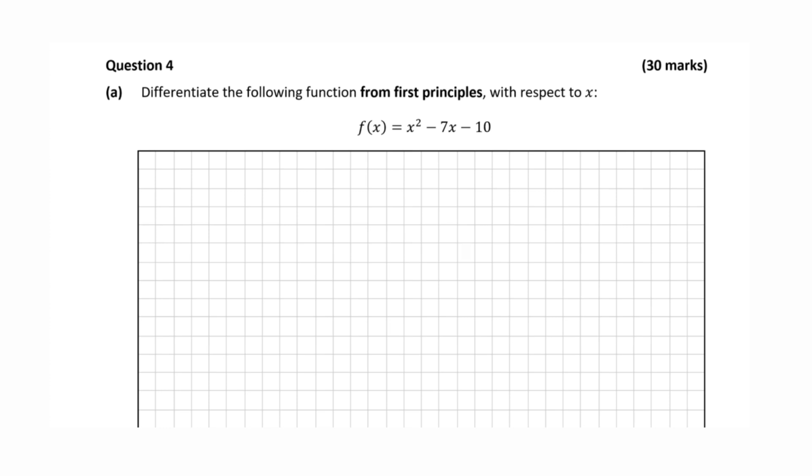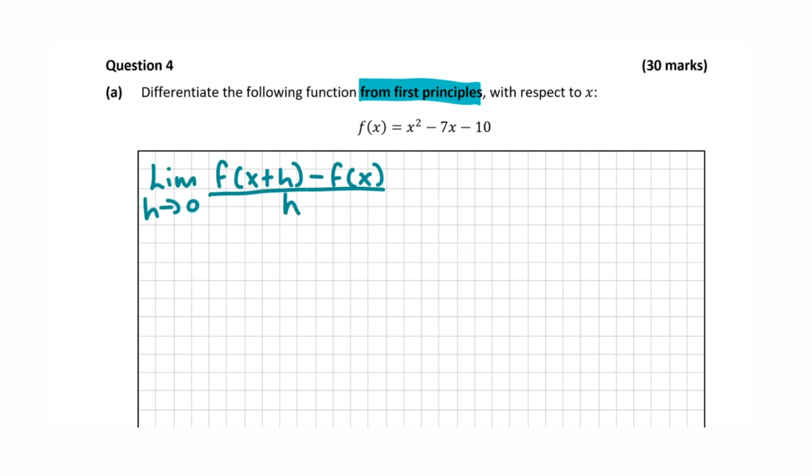So in part A of the question, they want you to differentiate the function from first principles. So the first thing you need to do is write down your formula. So here's your formula that you're going to be using, and it's really important that you learn this formula off by heart for the exam because it's not in the formula tables book.